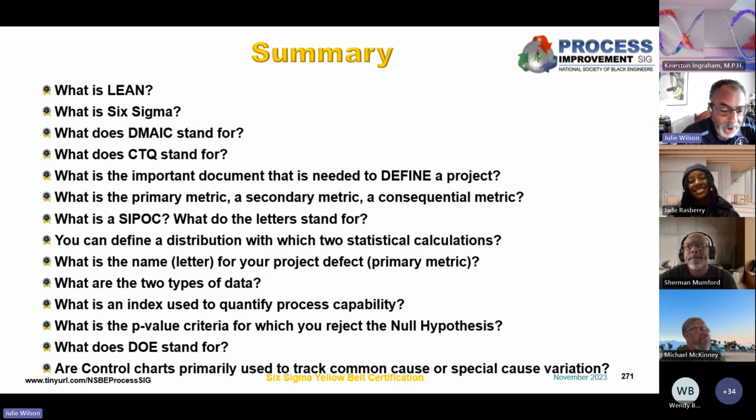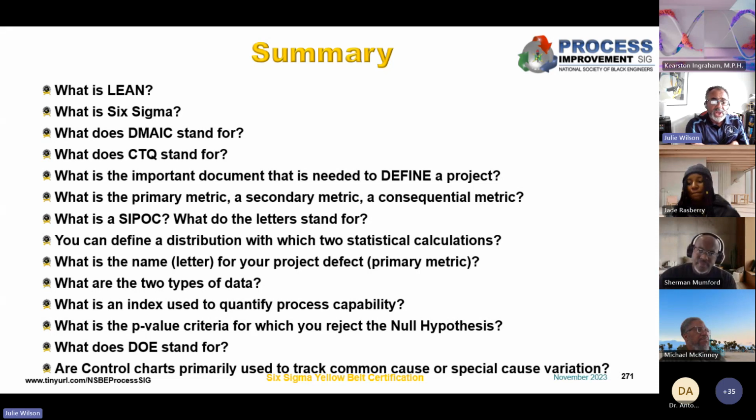Are control charts primarily used to track common cause or special cause variation? Common cause. You've got a 50-50 chance of getting it right. Control charts track special cause variation. And go ahead and come off of mute if you are answering, just to make it a little easier. So keep that in mind.